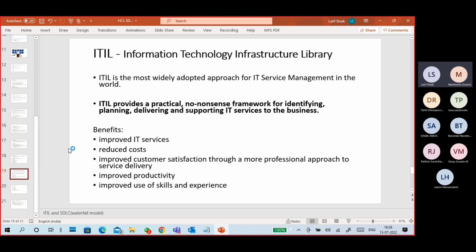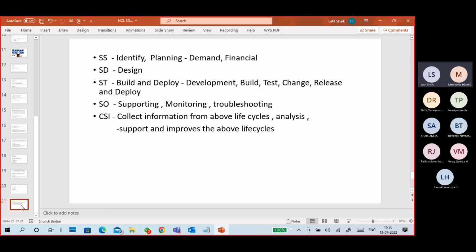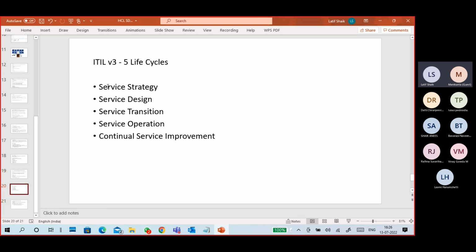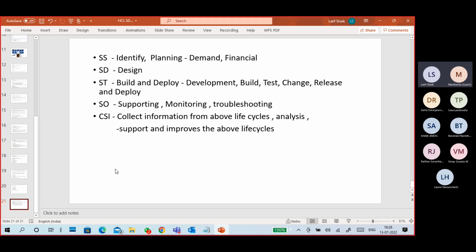So again, what is ITIL? ITIL provides a practical, no-nonsense framework for identifying, planning, delivering, and supporting IT services to the business. ITIL has 5 life cycles: service strategy, service design, service transition, service operation, continual service improvement. Service strategy is all about identifying and planning, demand, supply, financial, and so on. Service design is about designing a service. Service transition is about build and deployment. Service operations is supporting a customer, monitoring and troubleshooting.